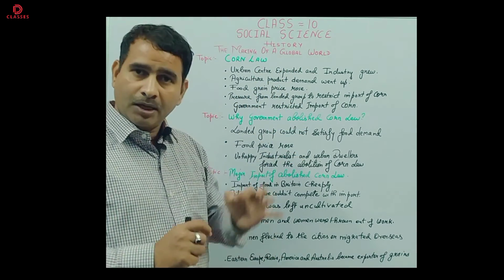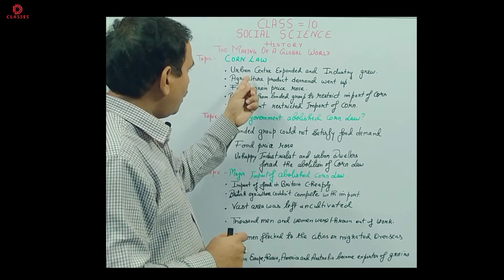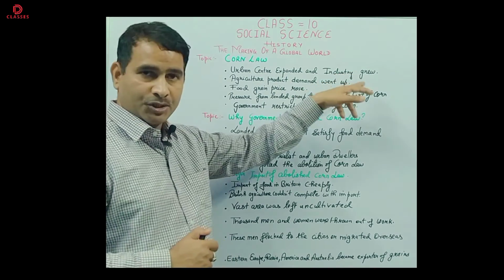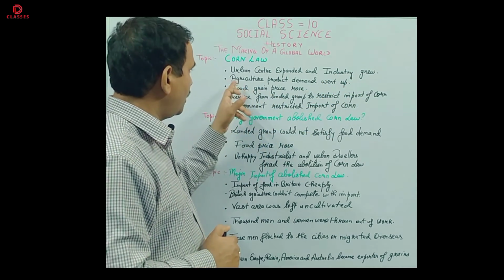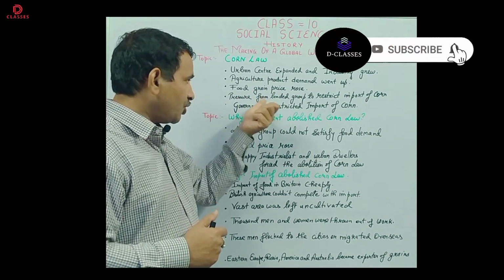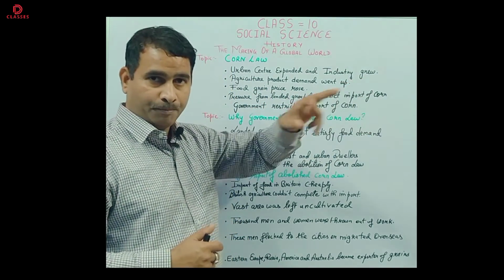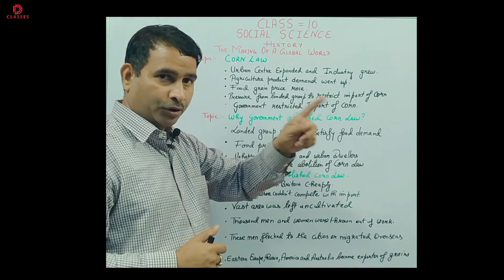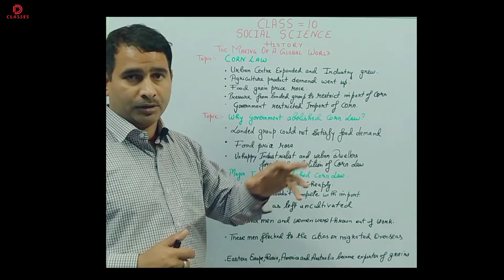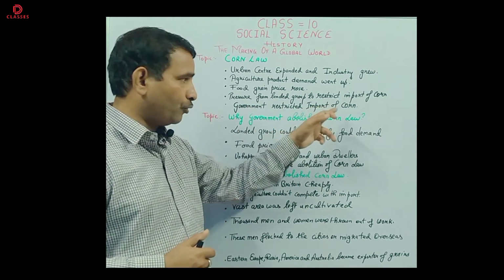These are the most important points, given by the CBSE board. Urban centers expanded and industrial groups grew. Agricultural product demand went up, food grain prices rose, and there was pressure from the landed groups to restrict the import of corn. The government restricted the import of corn. So that's the Corn Law.